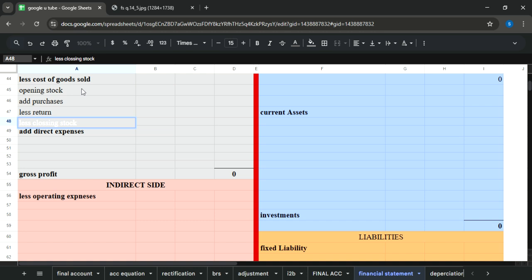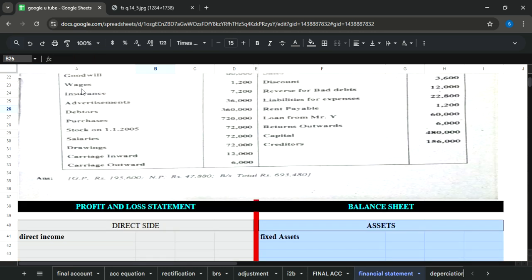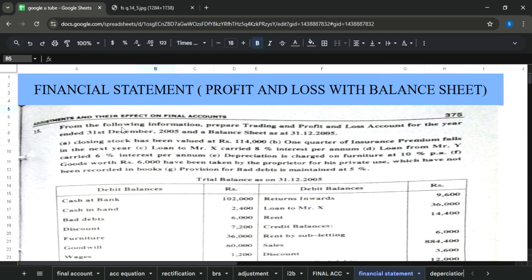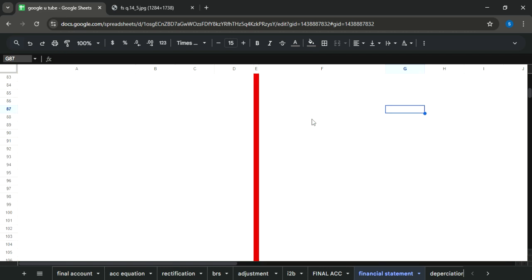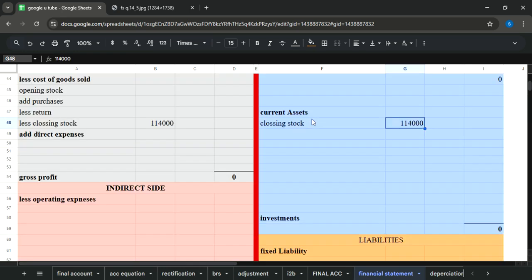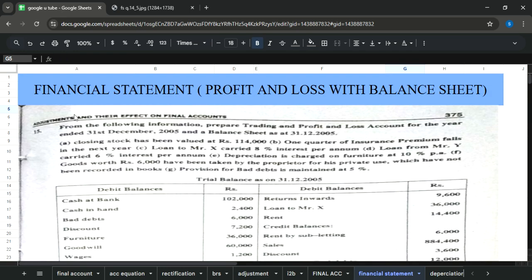In the question, we have been provided closing stock, and the amount of closing stock is given as 114000. Just write it down. The first effect is ended, and the second effect you do at the same time. Closing stock would be present on the asset side, so you mention 114000 over here. So guys, in this way our first adjustment, closing stock, has been completed.